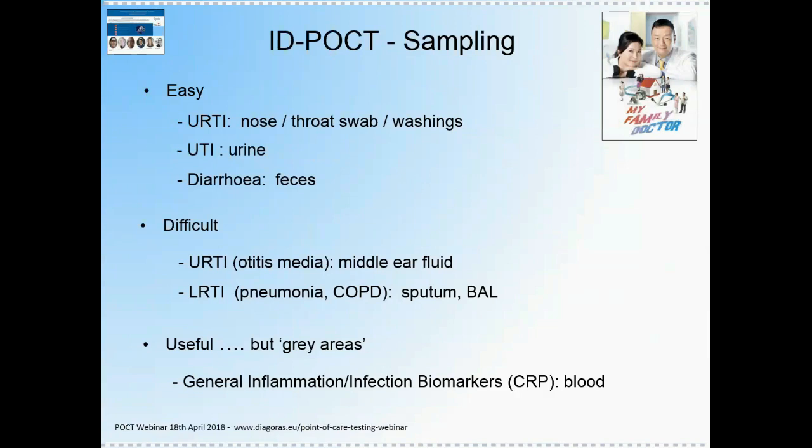There are also useful samples, but they may have grey areas, particularly general inflammation or infection biomarkers, such as C-reactive protein, which can be measured via the blood. And there are obviously high levels which point to an infection or inflammation, and low levels which suggest no inflammation or infection. But there's also a wide grey area.